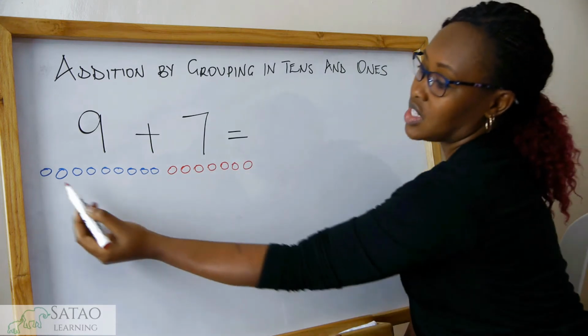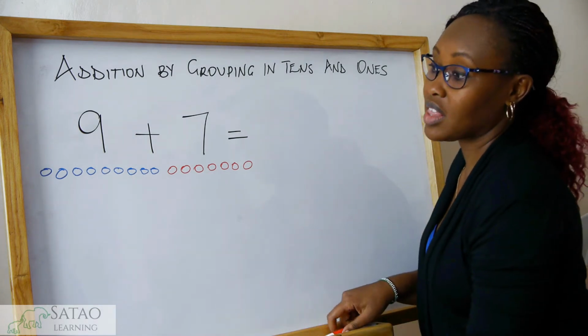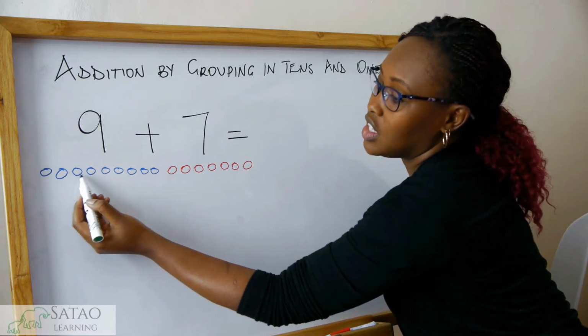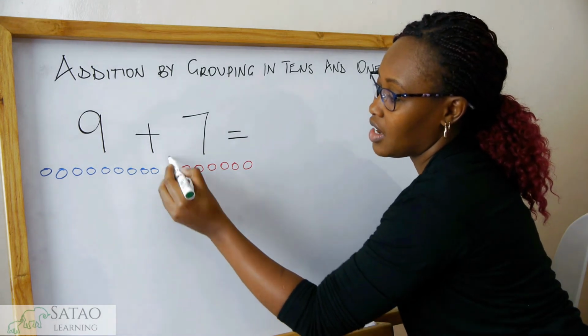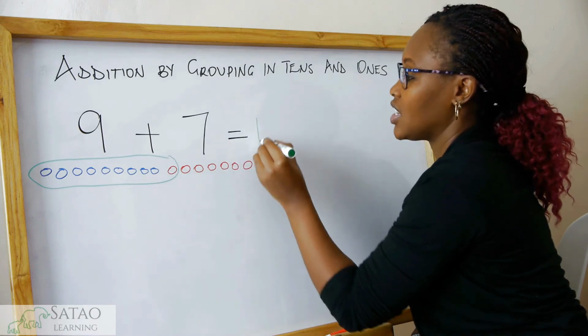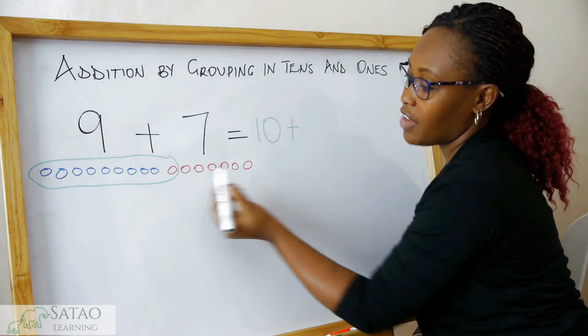So once we count them, when they get to 10, we make them a bundle. So we can start 1, 2, 3, 4, 5, 6, 7, 8, 9, 10. We make those a bundle. And then we write 10 here, plus, and then how many are left?